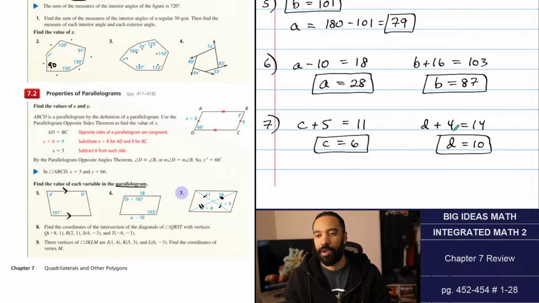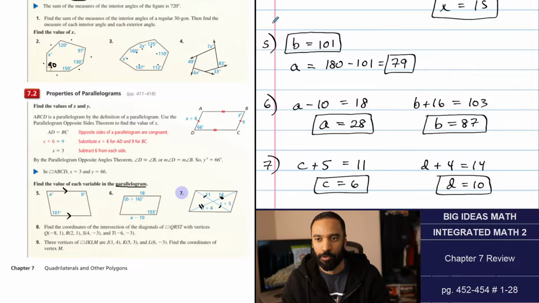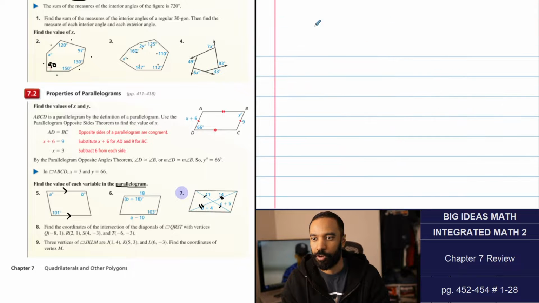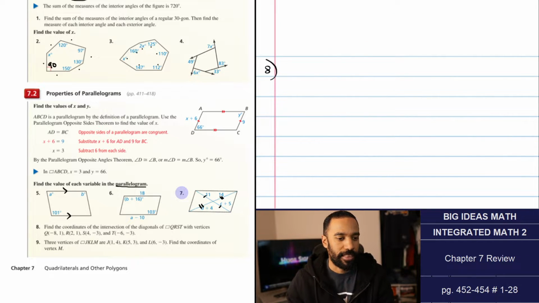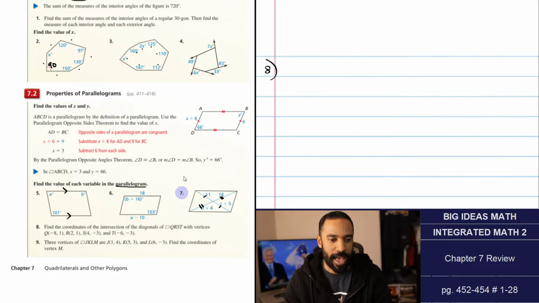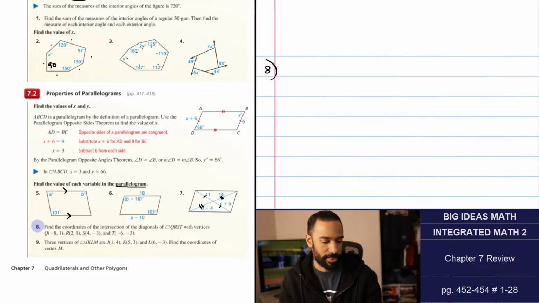So that's what happens there with parallelograms. They have a few more problems down below, numbers 8 and 9, which look like they will be graph-based. So if you're ready for that, I am. Let's move forward into number 8. Find the coordinates of the intersection of the diagonals of parallelogram QRST with vertices here. So I'll go ahead and plot those.